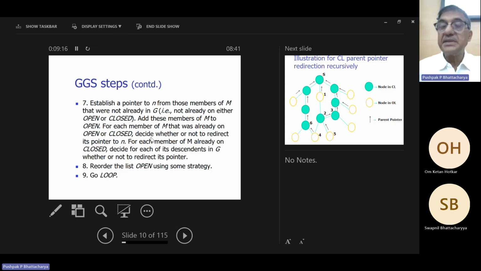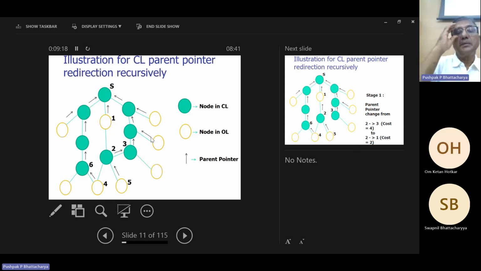Okay, so here is an example. You can look at the slides for the details. So this is the status of search for this graph. All the green nodes are in the closed list. Okay, and the nodes with yellow border are in the open list. The upward arrows are parent pointers. Okay, so this is the state of affairs.